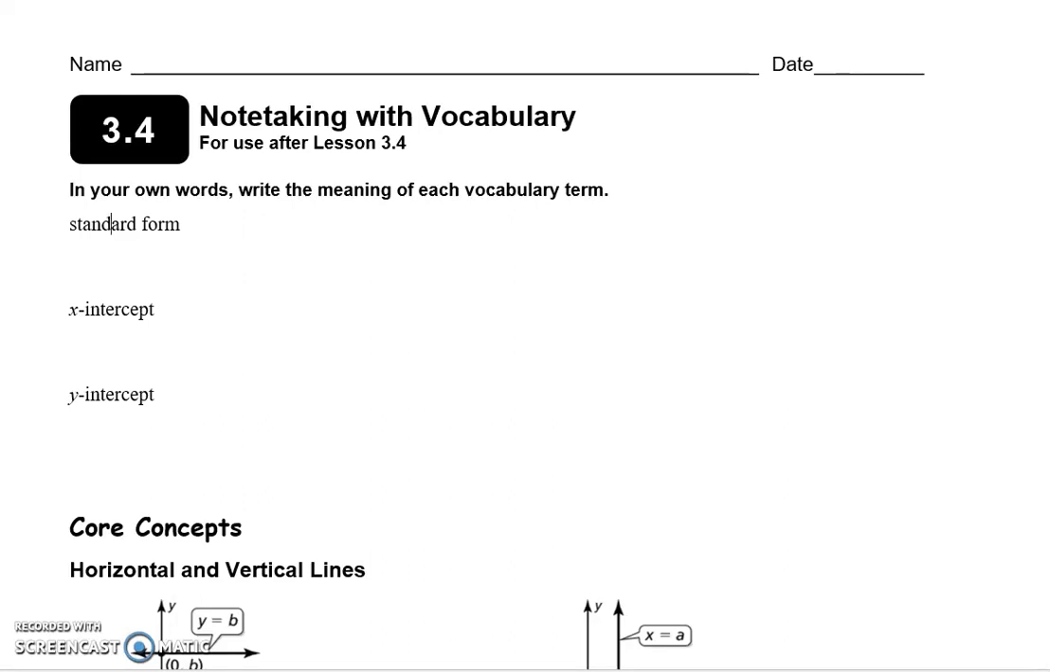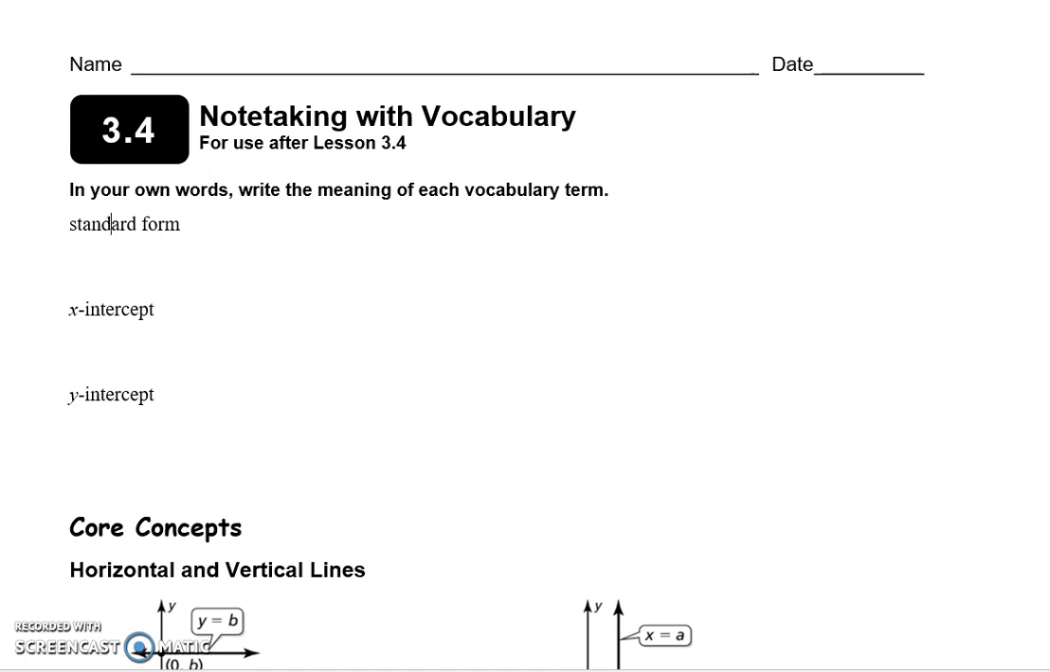All right, this is 3.4 notes. I am going to talk you through some of these definitions, do some example problems for you, and then your homework tonight is to complete the third page of the Graphing Intercepts packet, and there's a textbook page that goes along with that as well. Both of those things will be on Google Classroom.